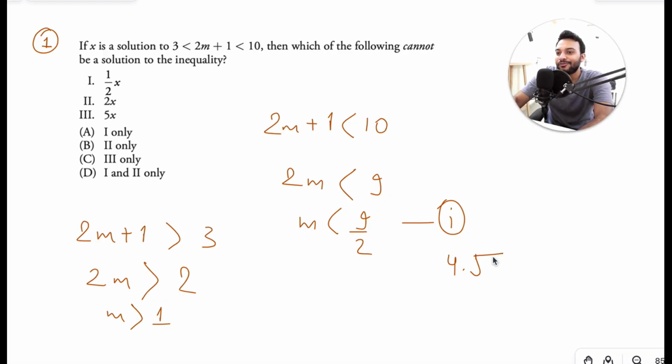In the case of 5x, it won't be possible, because m is greater than 1. Let's say x is 1.1, then 5x would be 5.5, which is not allowed. Or if we take 1.01, it will be 5.05, again not allowed. So this is the only option for which no value of x satisfies the inequality. So which of the following cannot be a solution? Only the third one. This is a really important type of question for the digital SAT, and you might expect to see similar questions on the paper. Okay, next one.